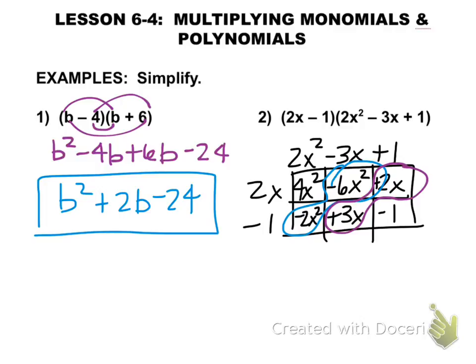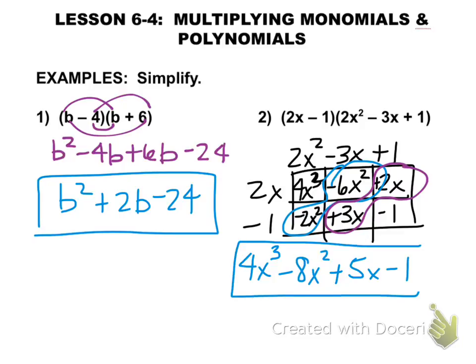So final answer here, we have 4. Ooh, I messed up. This is 4x to the third. So 4x to the third power minus 8x squared plus 5x minus 1. Final answer, big, long polynomial with 4 terms. You should have 4 terms at the end of that.